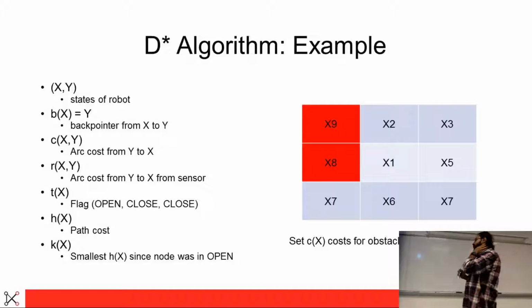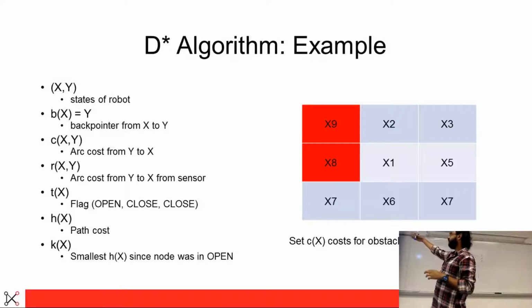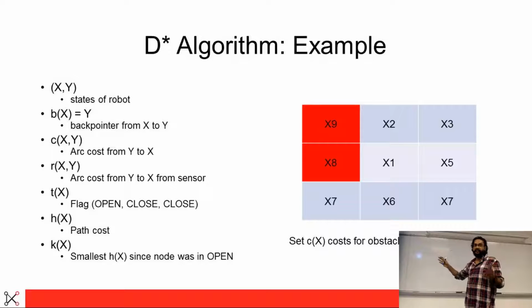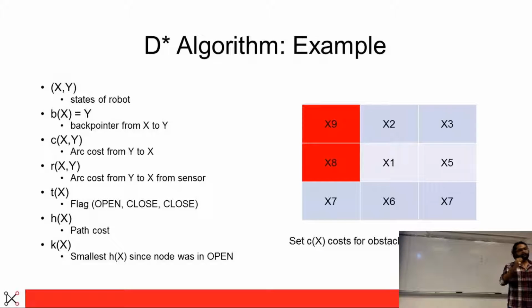So as I had done for A star, this is what the cell looks like, right? Let's say that you are at x1. These are your 8 connected neighbors. Your x9 and x8 are your obstacles, and the others are available to you. So x, y, whatever, these are the states of the robot. Like you are at x, you want to go to y. So these are states of the robot.